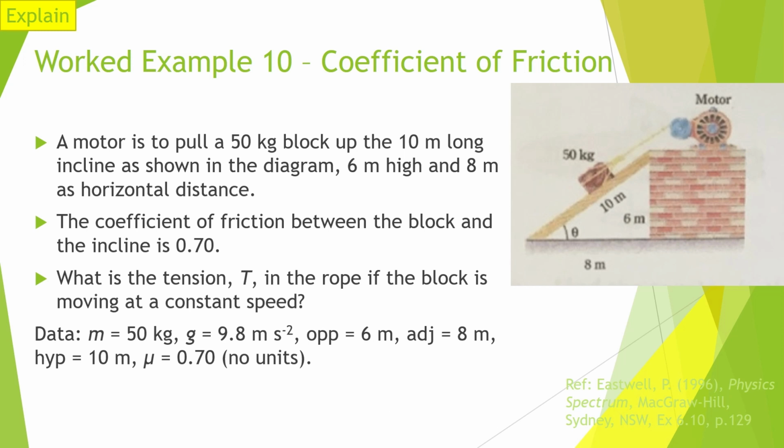m, the mass, is 50 kilograms. g, the acceleration due to gravity, is 9.8 meters per second squared downwards. We have the side opposite the angle in this right angle triangle is 6 meters. The adjacent side is 8 meters. And the hypotenuse, which is the ramp, 10 meters. Mu, that's the Greek letter mu, we're going to use that for the coefficient of friction, is 0.7. It doesn't have any units. And we're going to draw a free body diagram.